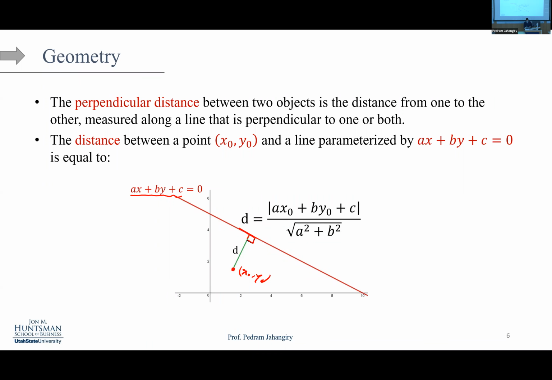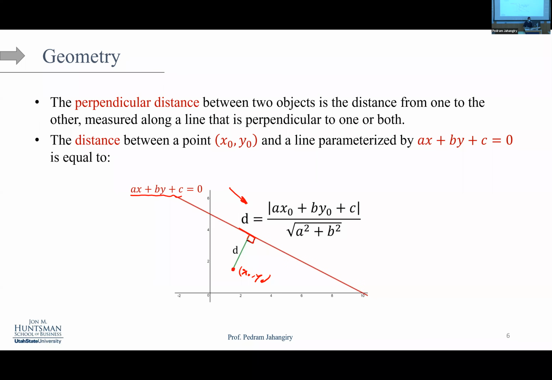So from geometry, we know that there is a formula for it. The proof of this is going to be a little long, but it's not that difficult. I think I put it in the optional readings, the proof of perpendicular distance. So if you're curious how to derive this formula, just check it out.